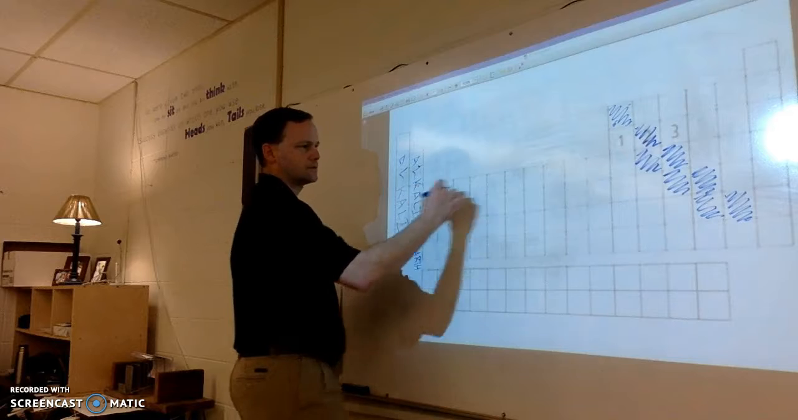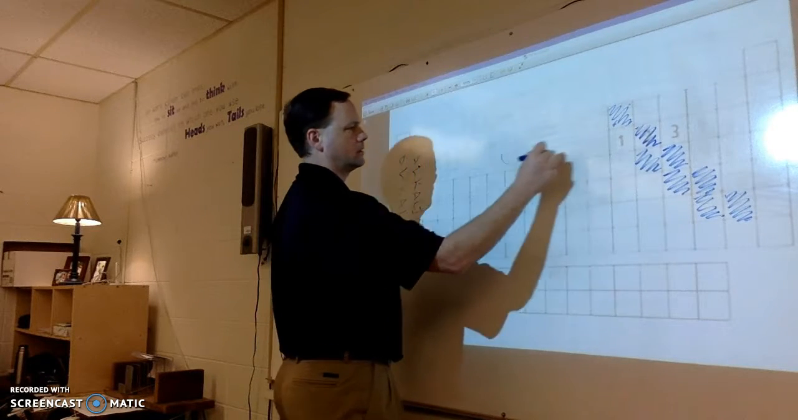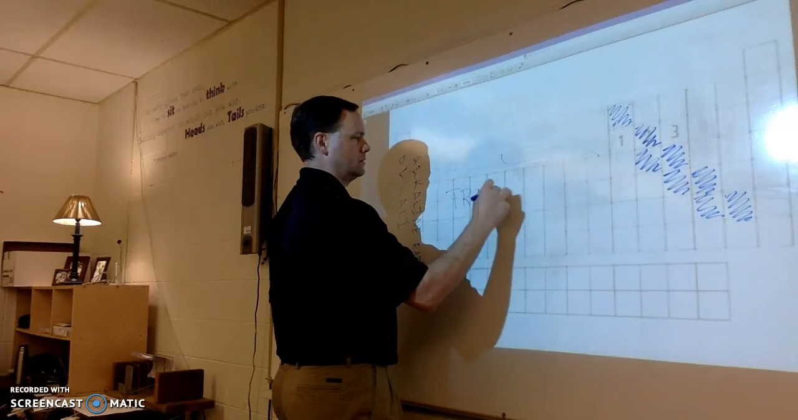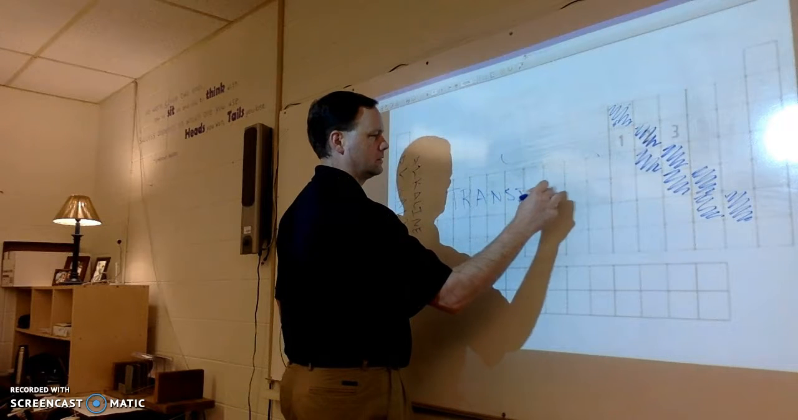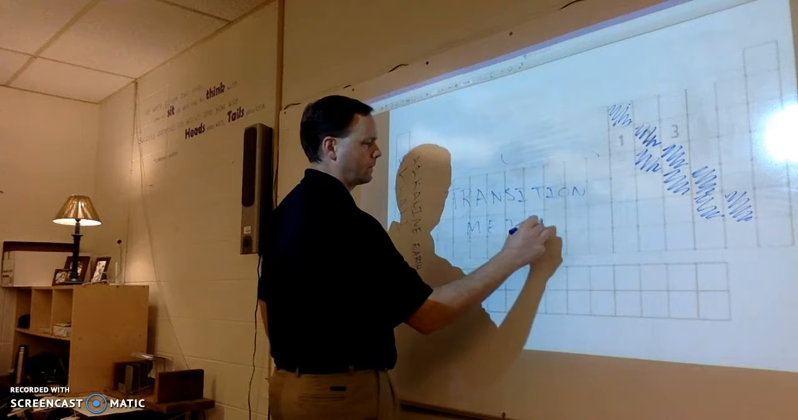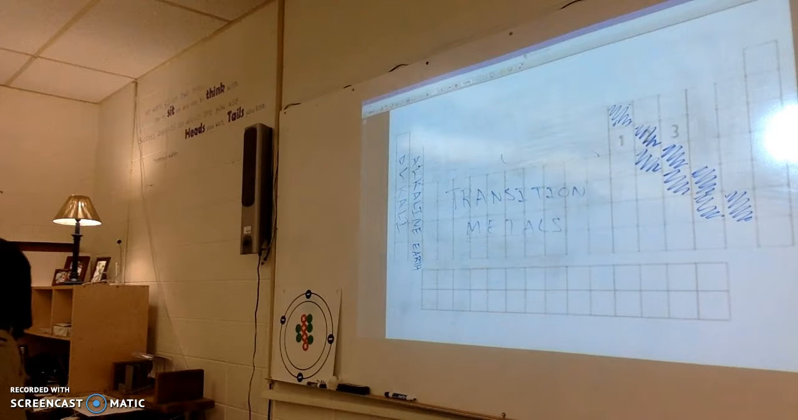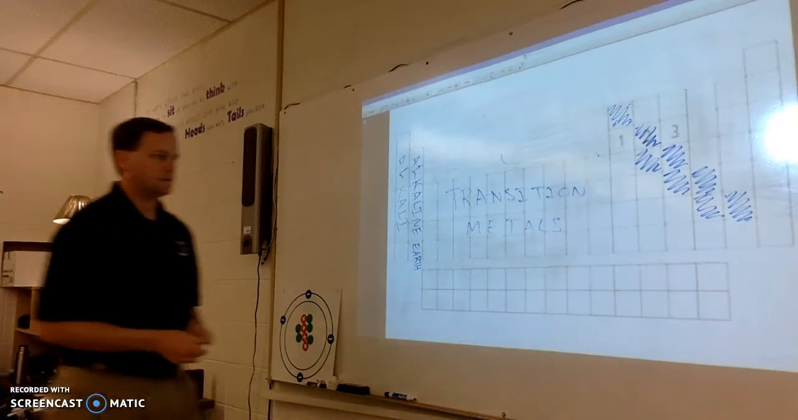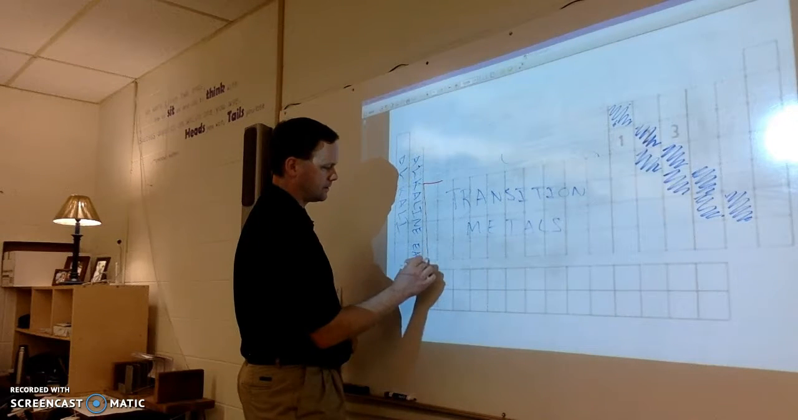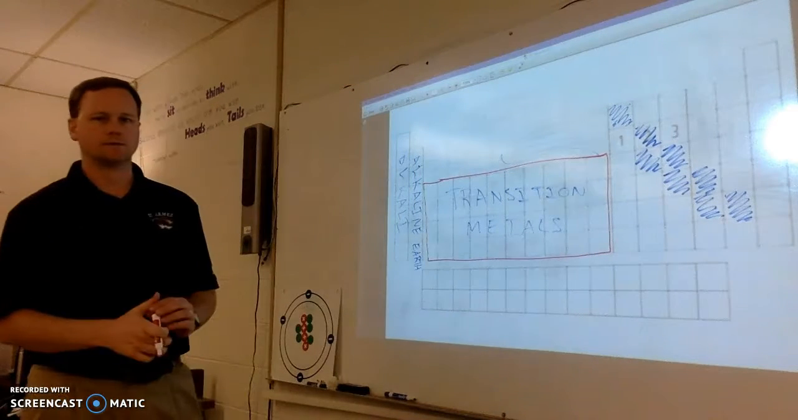Now groups 3 through 12 on your periodic table, all these are the transition metals. We'll just write on them. Transition metals. Okay. Now, those are your transition metals in here, groups 3 through 12. If I'm going to draw a red box around it, it's right here. Those are your transition metals.